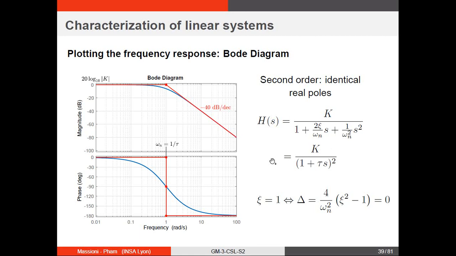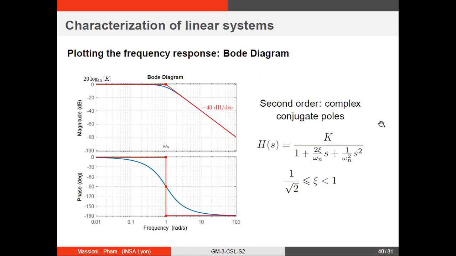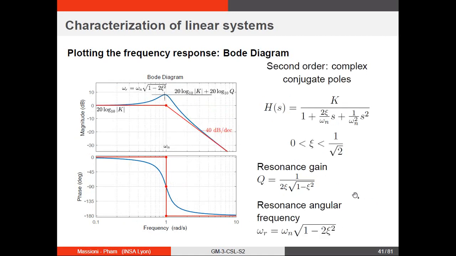Okay, then if we have complex conjugate poles, which is the case for psi smaller than 1, we distinguish psi smaller than 1 but greater than 1 over the square root of 2. Well, in this case we have more or less the same diagram. There is not a big difference. So plateau, then sloping down from 0 to minus 180 degrees. Then what happens if psi is between 0 and 1 over the square root of 2?